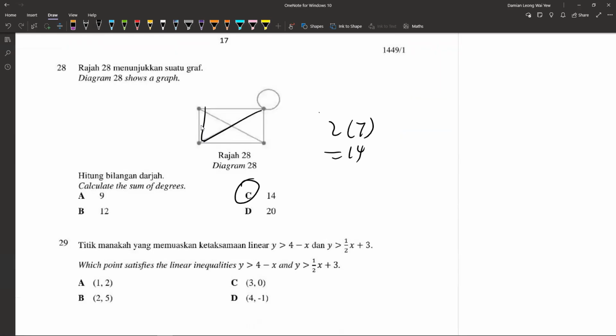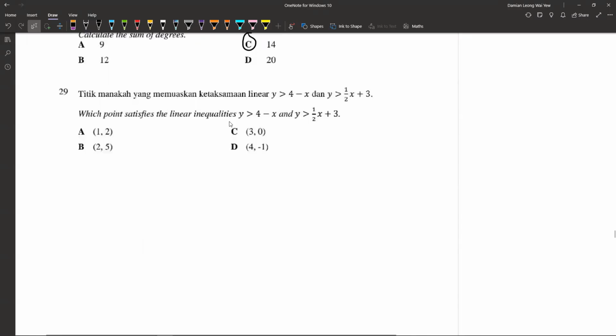Of course, it's also possible for us to count the degrees at each vertex. So 1, 2, 3 here, 4, 5, 6, 7, 8, 9, 10, 11, 12, 13, 14. How many of the edges connect to it?